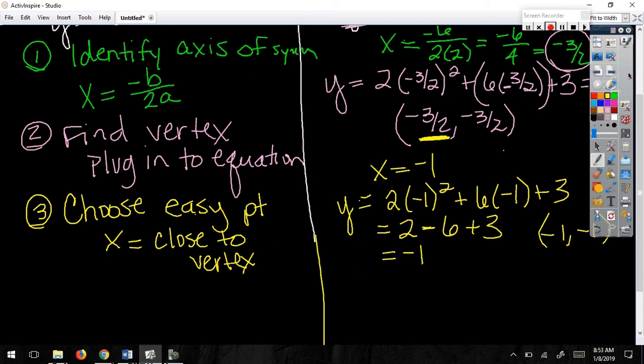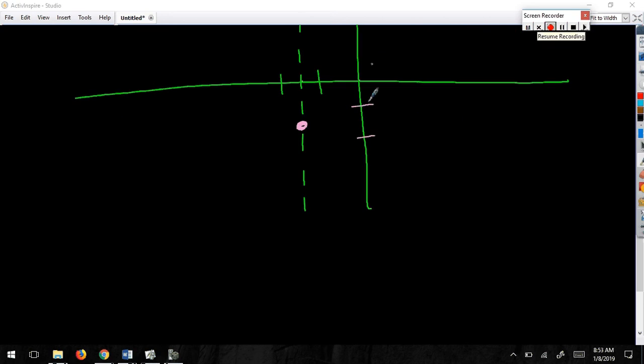Do I need to stay here a second? Negative 1, negative 1. I'm going to put a little V, even though it's going through the axis of symmetry. I want to keep straight that that one's the vertex, not the other one. And now's the easy part. Now's the fun part.